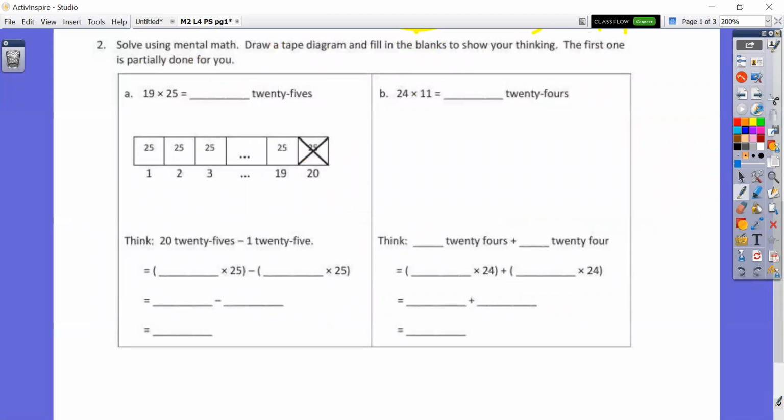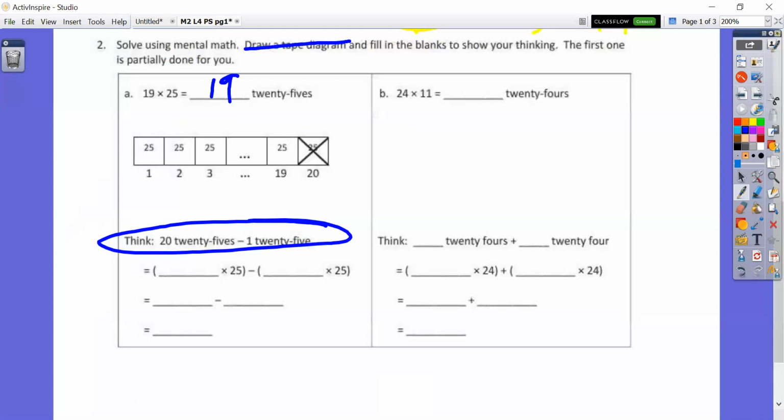So you solve using mental math. You can cross off, draw a tape diagram, and fill in the blanks to show your thinking. The first one's done partially for you. So 19 times 25 is really blank 25s. Well, it's really 19 25s if we think about it in unit form. So if we do it mentally, we're trying to say, well, it's 20 times 25. And then we're going to subtract how many groups of those 25s? Well, we're going to subtract one of those 25s.